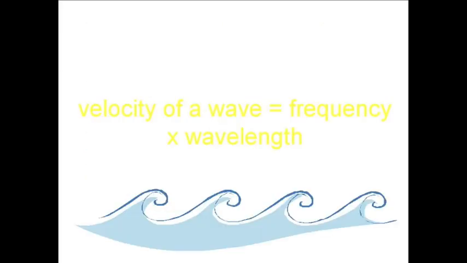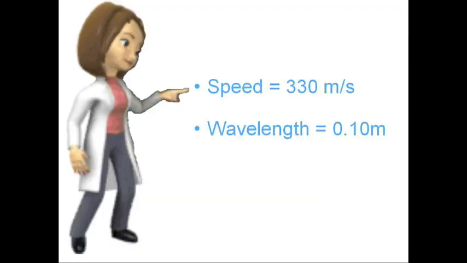The equation used to solve frequency is velocity of a wave equals frequency times wavelength. Then identify what the problem gives you that you can use. Speed, which is the same as velocity, is equal to 330 meters per second, and wavelength is equal to 0.10 meters. Wavelength is the distance from the top points, a crest, and the distance between the bottom points, a trough.